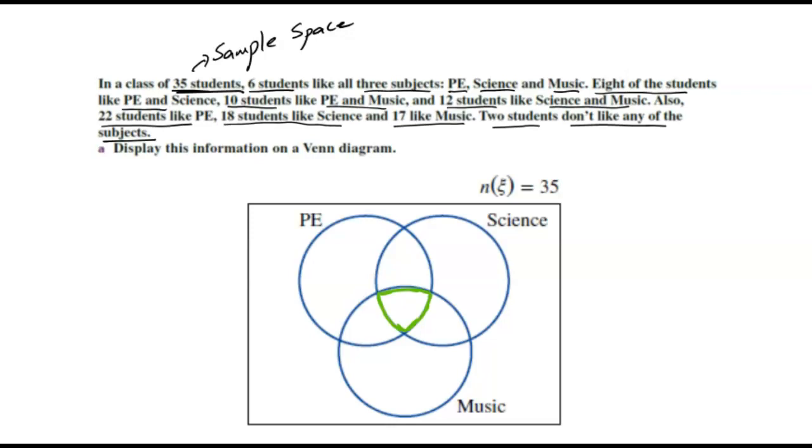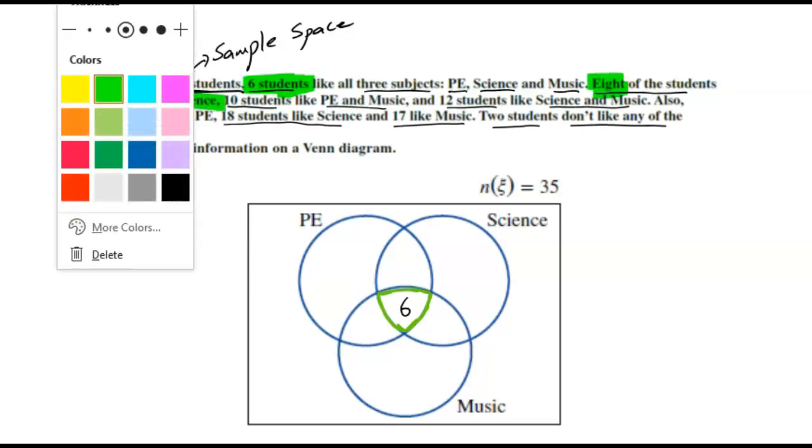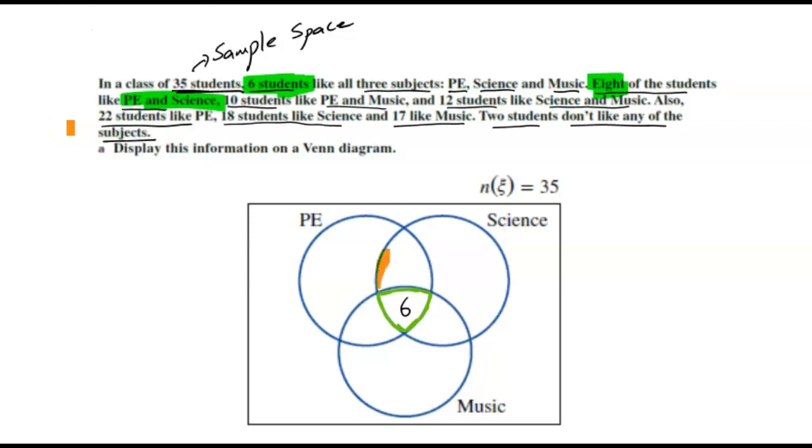That information is being given to us here. 6 students like all 3 subjects. I'm going to put that number in there straight away. Now let's go to the second part of this question. They're saying 8 students like PE and science. The PE and science basically represents this particular part of this Venn diagram, the section that includes PE and science.